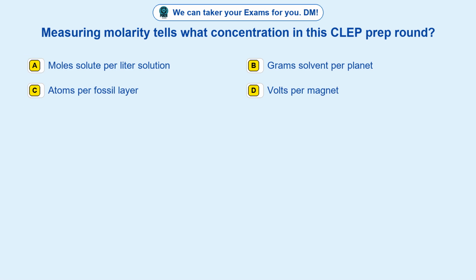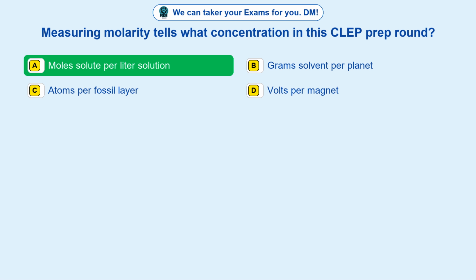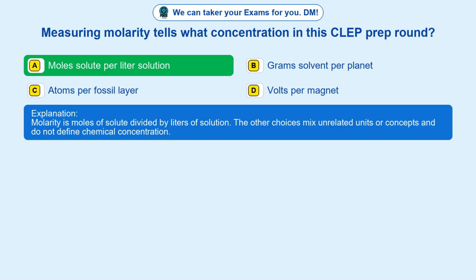Question 45. Measuring molarity tells what concentration in the CLEP prep round? Option A, moles solute per liter solution. Option B, grams solvent per planet. Option C, atoms per fossil layer. Option D, volts per magnet. The correct answer is option A, moles solute per liter solution. Molarity is moles of solute divided by liters of solution. The other choices mix unrelated units or concepts and do not define chemical concentration.